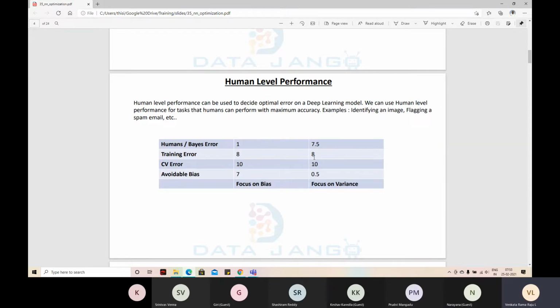To reduce overfitting, what do we need to do? We need to apply some regularization. For these kinds of models, we apply regularization. Until it reaches this place, we try to make the model as complex as possible to reach human level performance. Will we get it all the time? No, no guarantee.